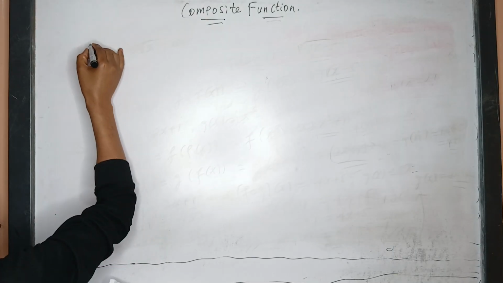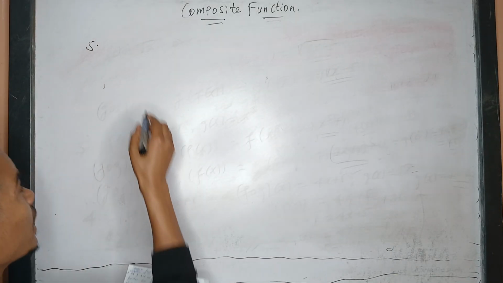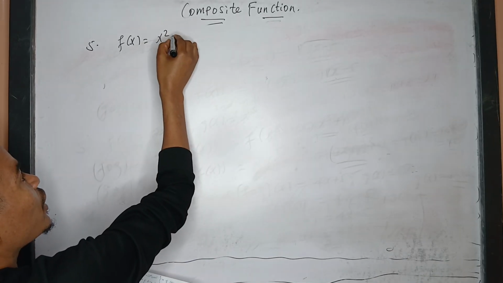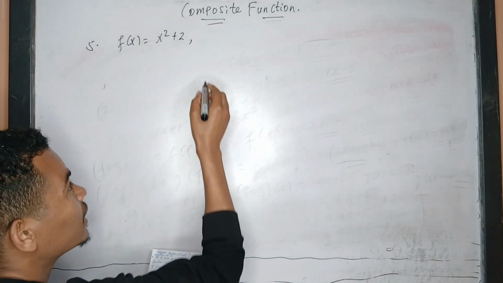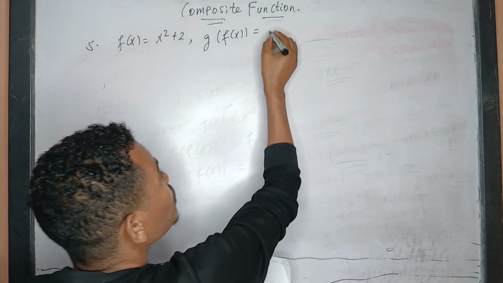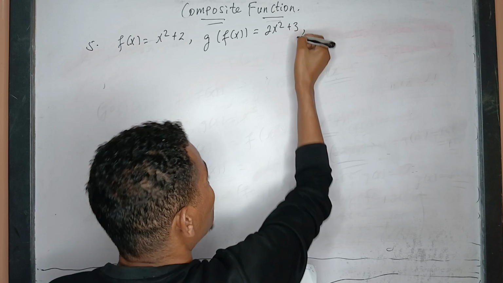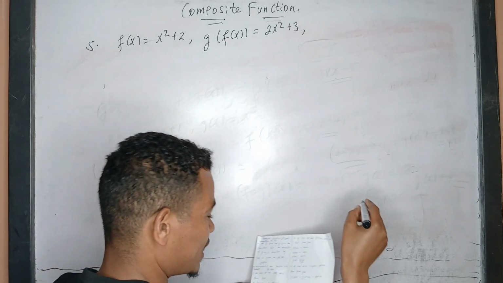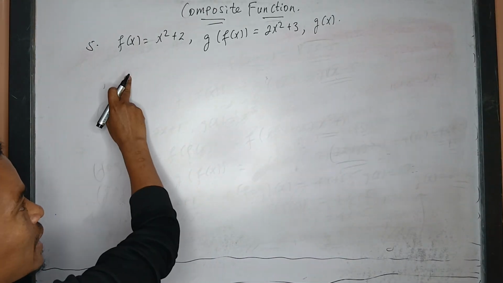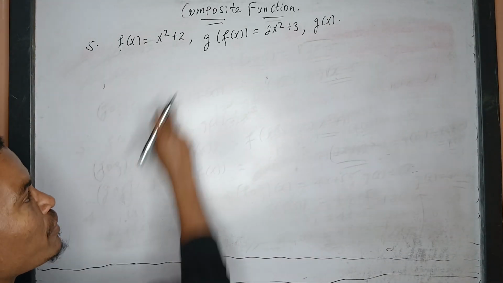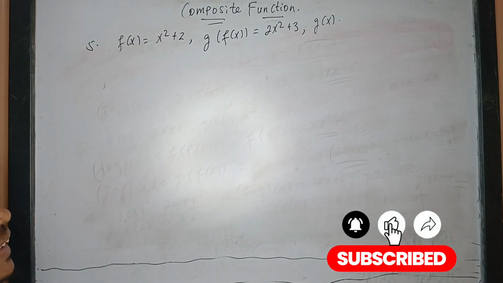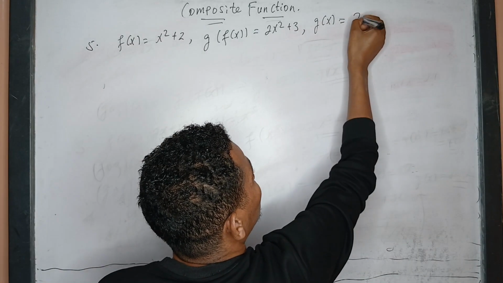Question number 5. If f of x is equal to x squared plus 2 and g of f of x is equal to 2x squared plus 3, then find g of x. Here f of x is given, x squared plus 2. g of f of x, the composite function, is 2x squared plus 3. What is the function g of x?